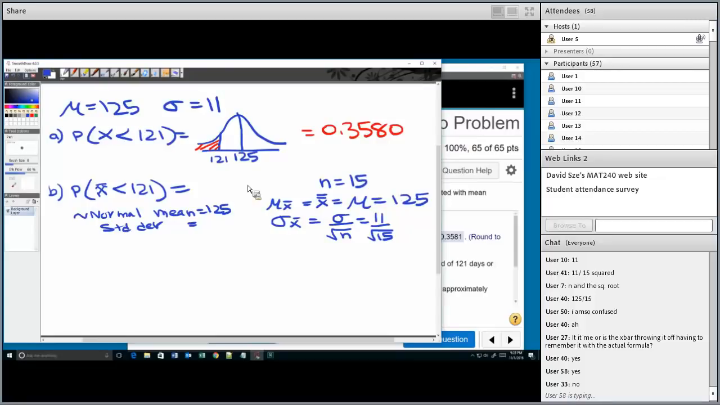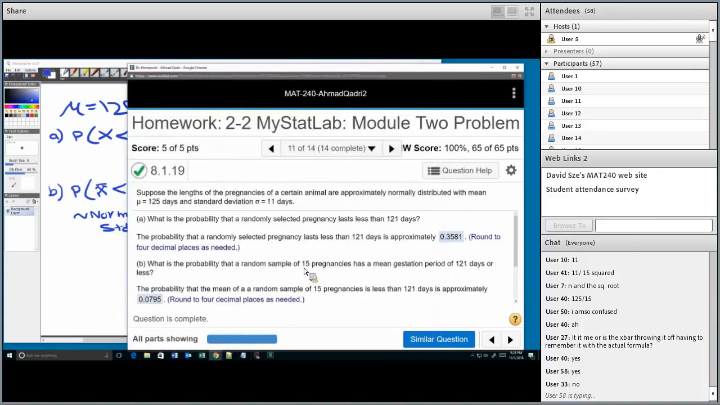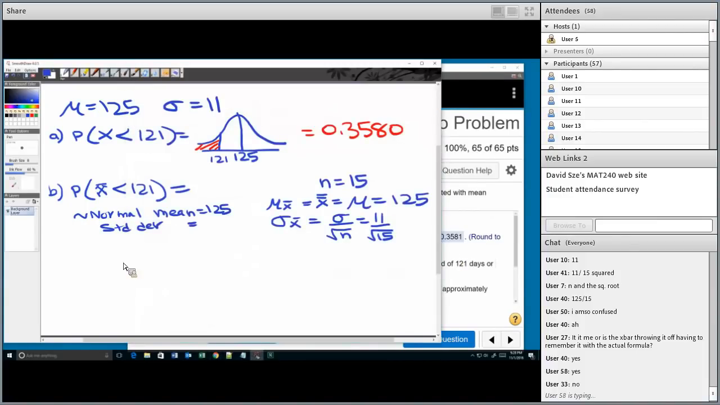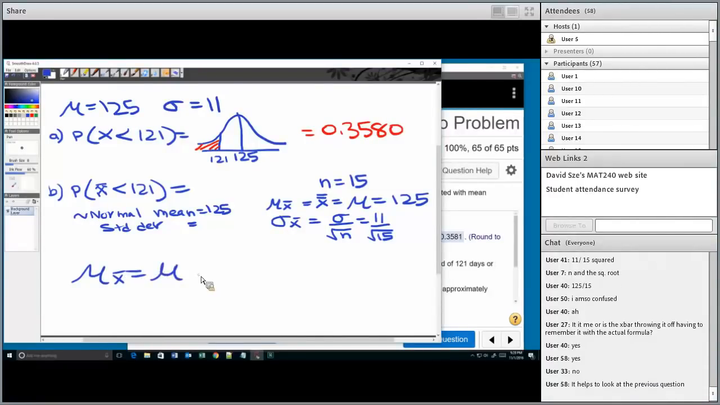So here's what you have to do. Whenever you get a problem where sample sizes are involved, you have to do this computation. You have to find mu X bar. That's the same as the mu, okay? And then you have to find sigma X bar. That's the same as sigma over square root of n. And then the rest is just plugging in the values, right?